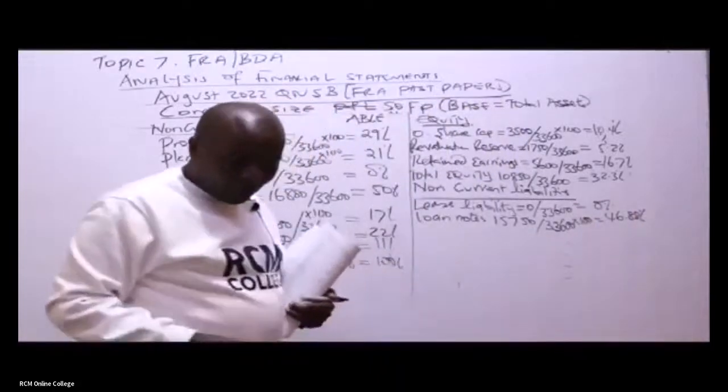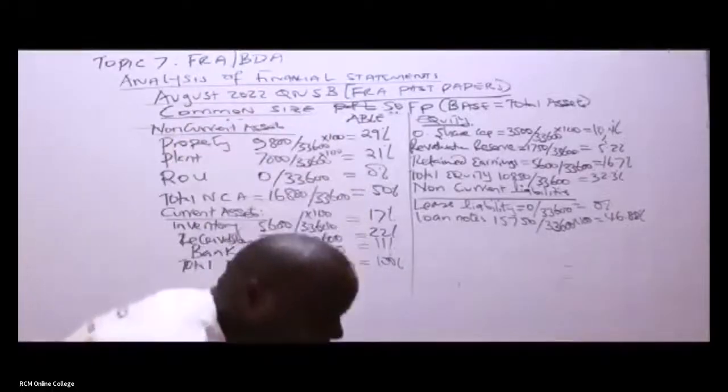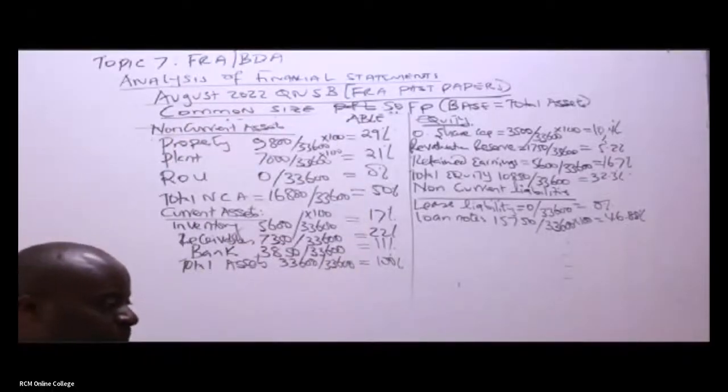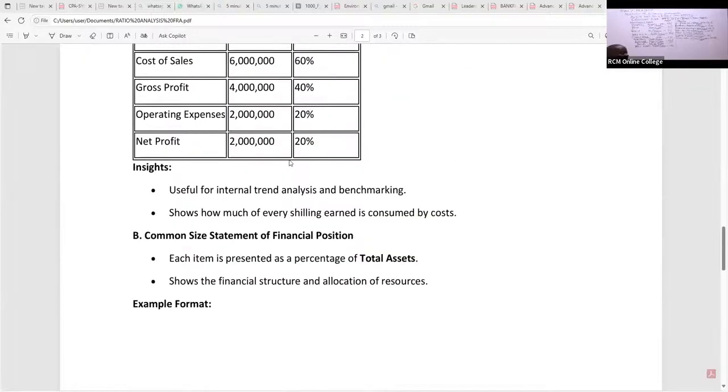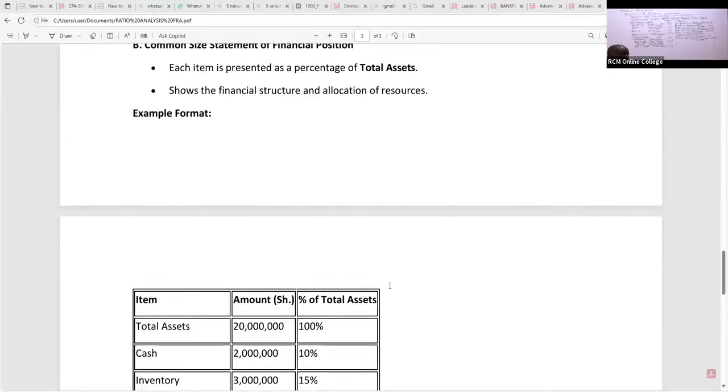So please remember, when we began, we introduced this topic and we were able to give the rules of the game. Every game has its own rules. If I just share back this handout, we said, like this, we will give an example here. Common size statement of financial position: each item is presented as a percentage of total assets. It shows the financial structure and allocation of resources.